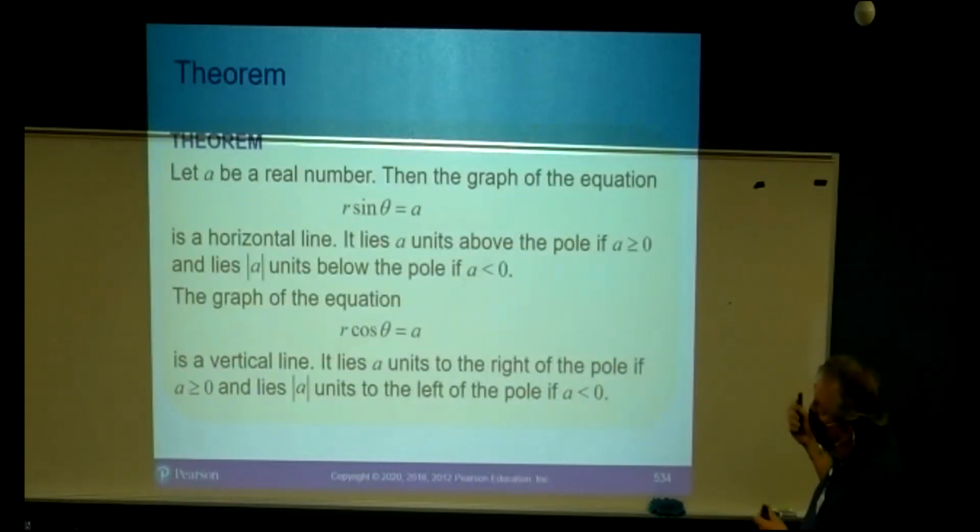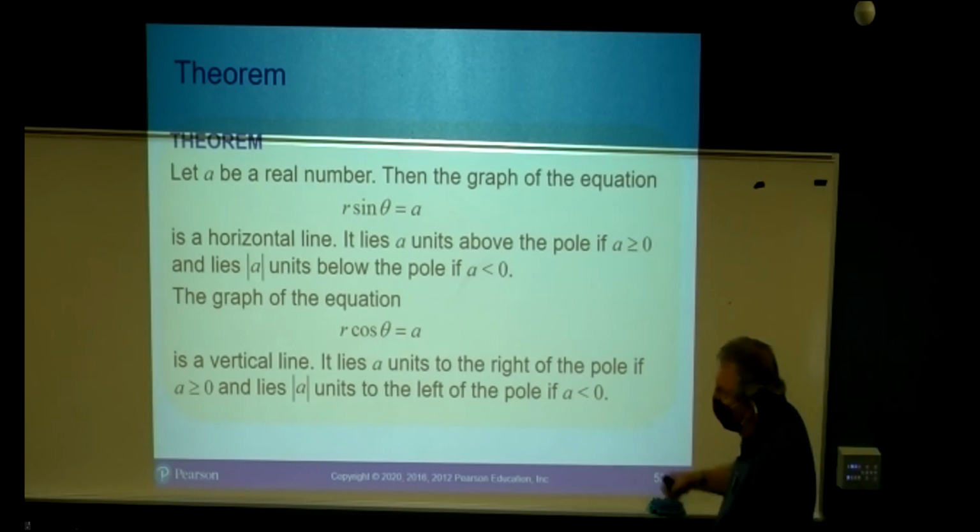All right, let a be a real number, then the graph of the equation r sine theta equals a is a horizontal line that lies a units either above or below the pole. So if a is negative, it's below the pole. If a is positive, it's above the pole.